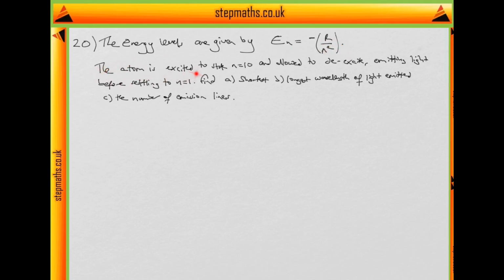We're told the atom is excited to a state where n equals 10 and then allowed to de-excite, emitting light before settling to the level n equals 1. We are told to find A, the shortest, and B, the longest wavelength of light emitted, and C, the number of emission lines.